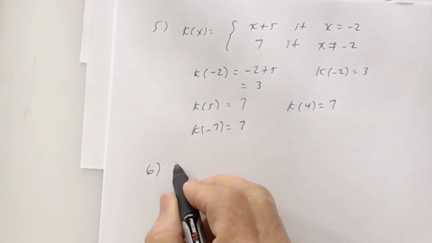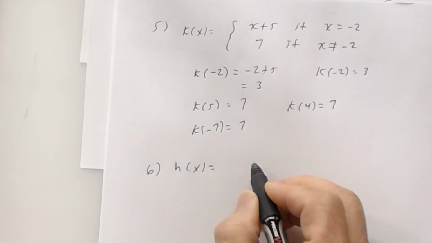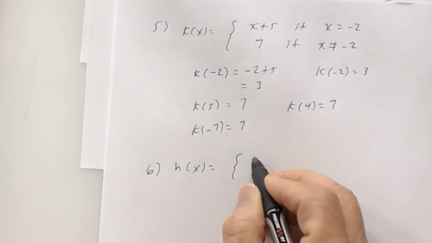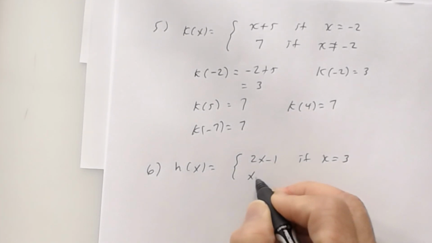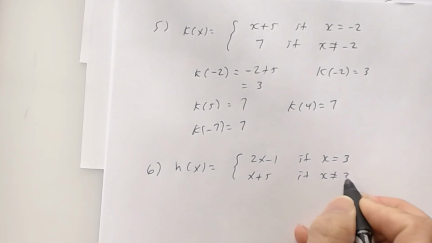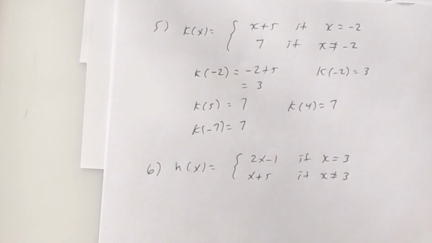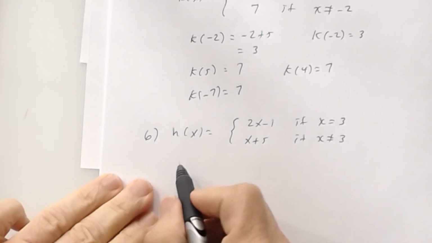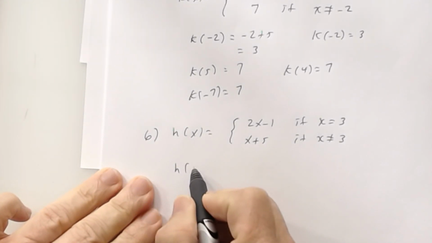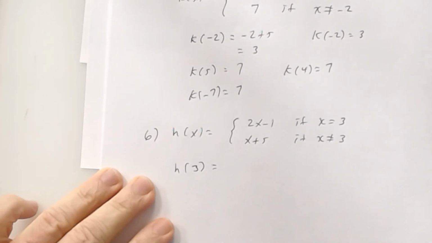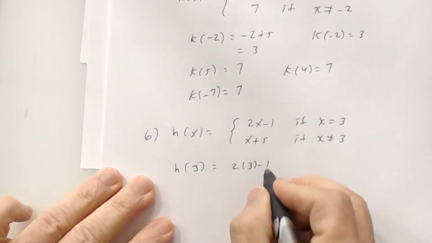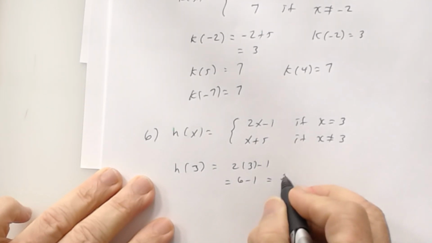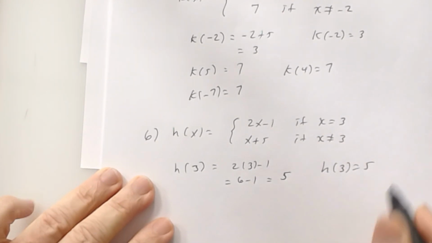Okay? All right, number 6. H of x equals 2x minus 1 if x equals 3, x plus 5 if x does not equal 3. All right, so let's find h of 3. Which one do I use? Top one, because that says x is equal to 3. So I get 2 times 3 minus 1. So that's 6 minus 1, which is what? 5. So h of 3 equals 5.